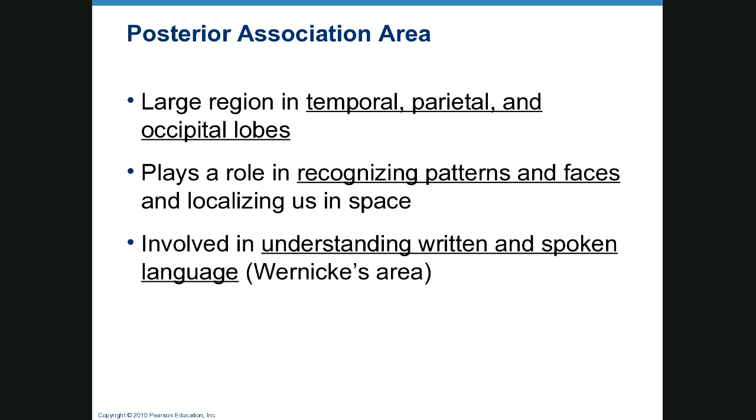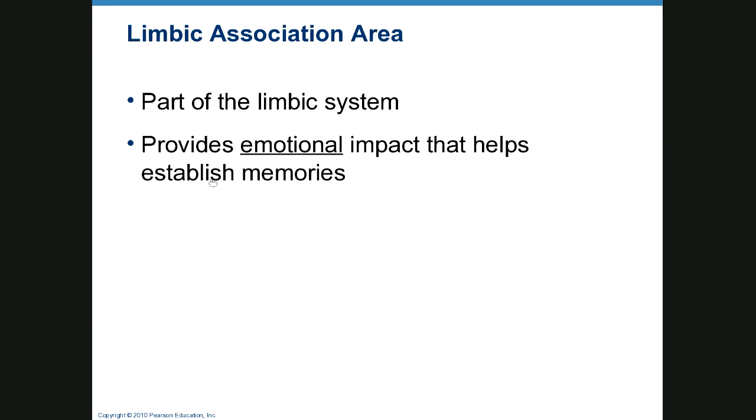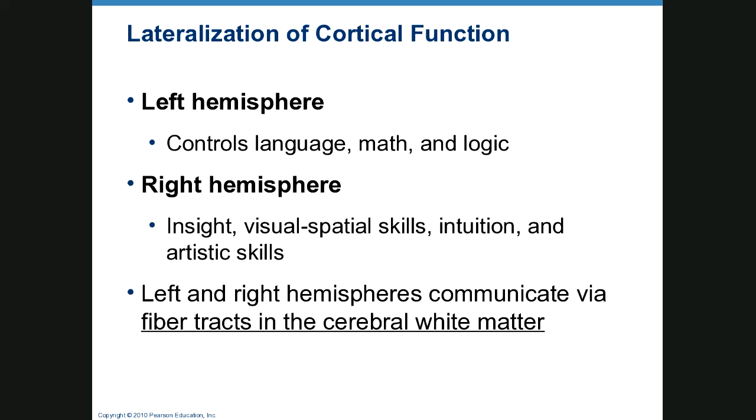Posterior association areas are the temporal, parietal, and occipital lobes, involved in recognizing patterns and faces, and then understanding written and spoken language, which is the Wernicke's area. Limbic association area is your emotional impact. It also helps to establish memories. Now we'll look at specific areas, but we'll look at the limbic system functionality.